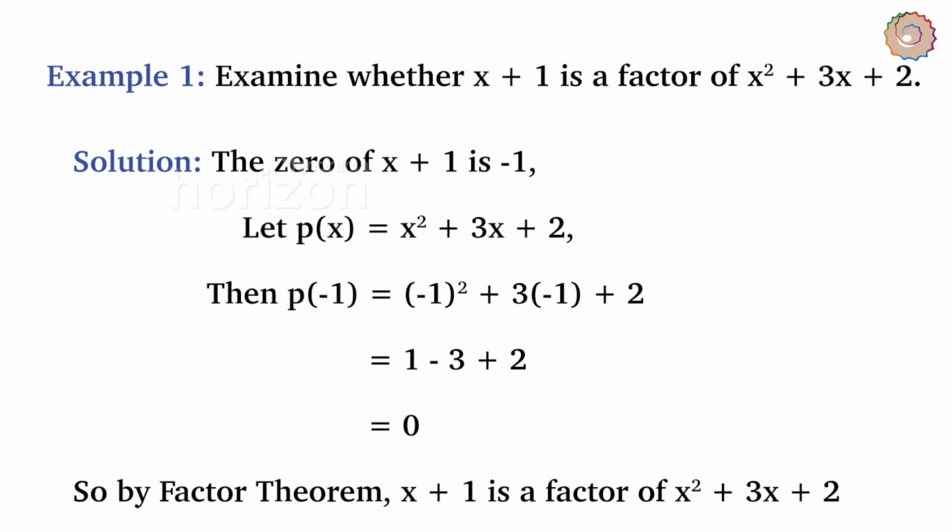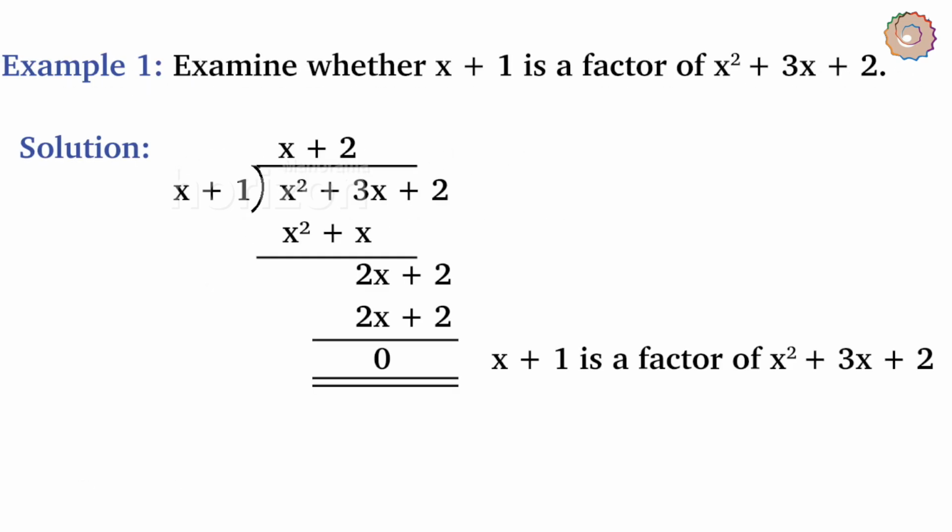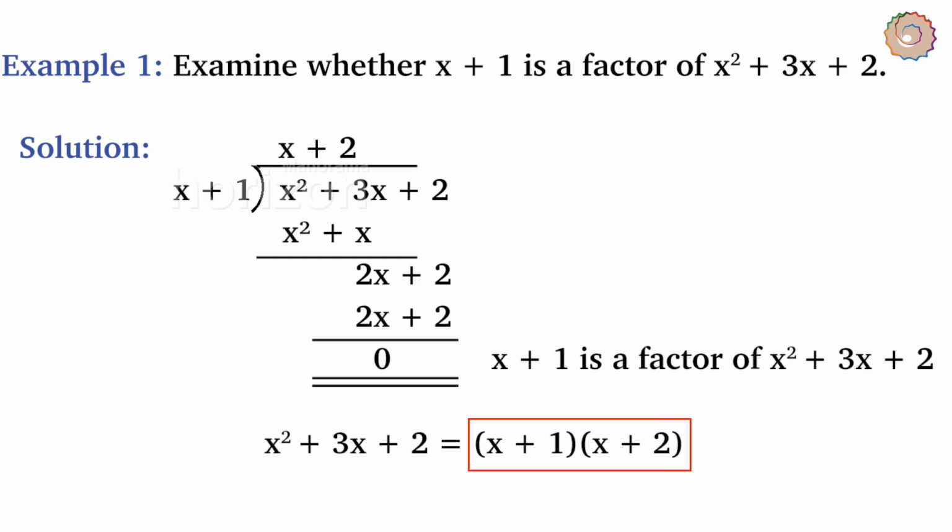Let's cross check this by dividing p of x by x plus 1. By the long division method, we got the remainder as 0. Hence x plus 1 is a factor of x square plus 3x plus 2. Also we can write p of x as x plus 1 into x plus 2. So we can say that x plus 1 and x plus 2 are factors of x square plus 3x plus 2. This is the factorized form, which can be formed by the process of factorization.